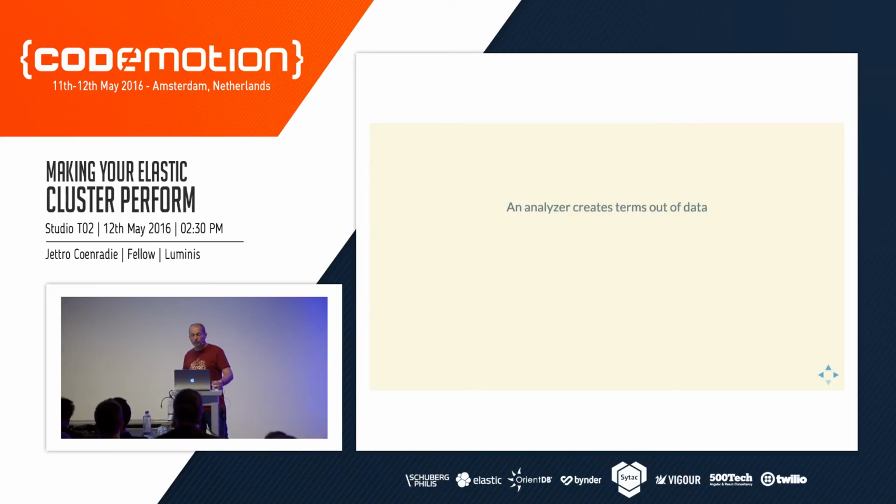So what does an analyzer do? Well, an analyzer creates terms out of your data. And the terms are the ones that you're actually looking for when you do full text search. It has three main components. It has the character filter, and a character filter can replace stuff. It could be used to take out HTML tags, for instance, and in this case you could also replace an ampersand with the word and, if you want to.